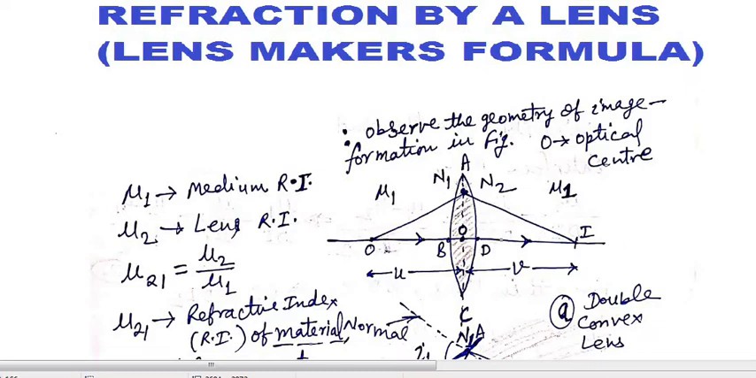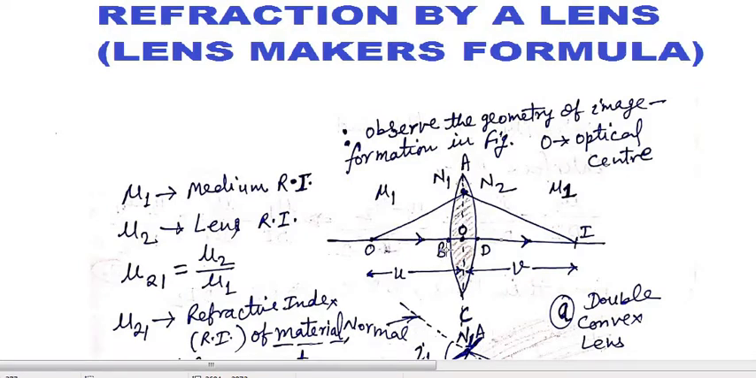Mu1 is the refractive index of surrounding and mu2 is the refractive index of material used inside the lens. Okay, that is material used for making the lens, and mu1 is the refractive index of surrounding. Mu21, that is the refractive index of medium used in the lens, with respect to the refractive index of surrounding. Okay, so mu21 is mu2 upon mu1. So mu2 represents the lens and mu1 represents the surrounding.